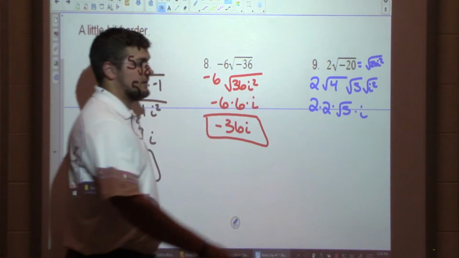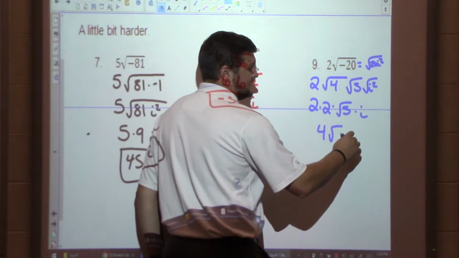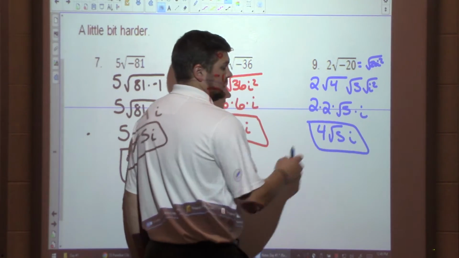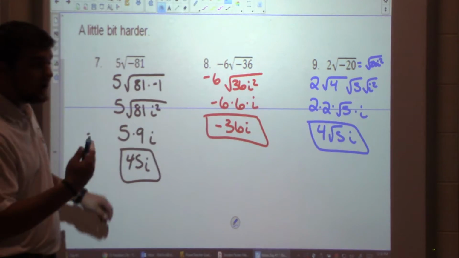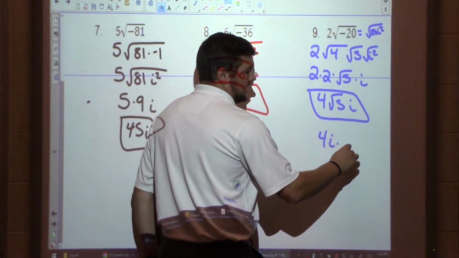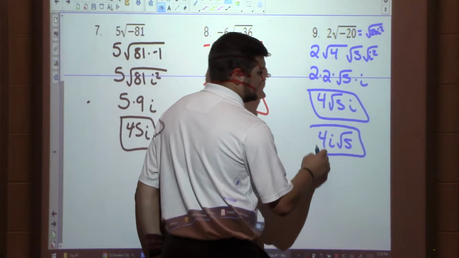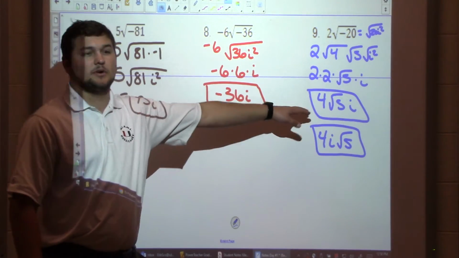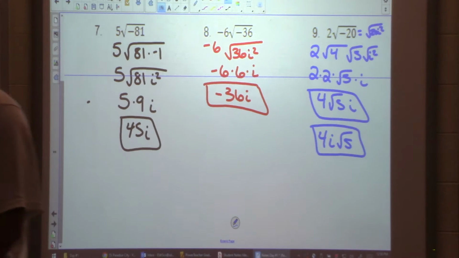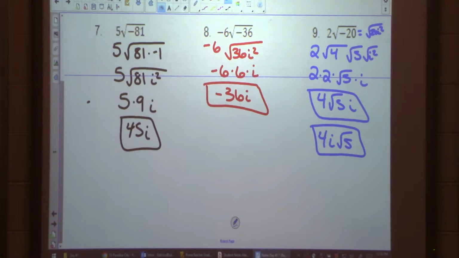Yes. Okay, so I get 4 square roots of 5 times i. That is a perfectly good answer. However, more often than not, I'm going to write it as 4i times the square root of 5. Either one is acceptable. Why do you think I would do the bottom one? Because it looks cleaner. Well, it does look cleaner, but what might happen in the first one that you don't want to happen?